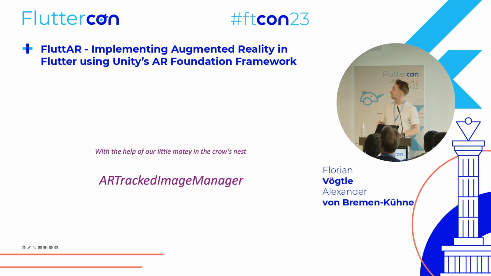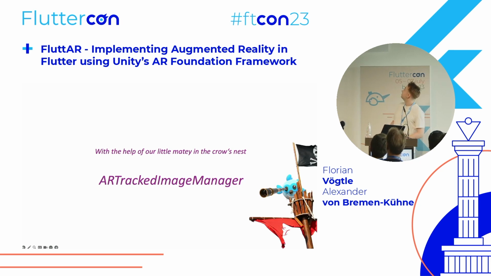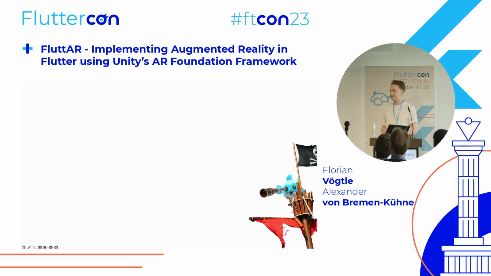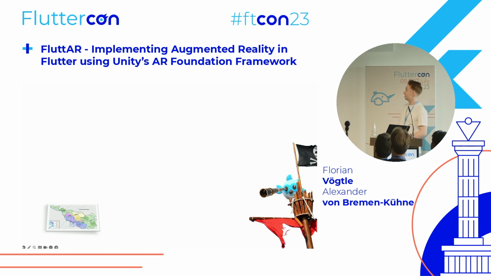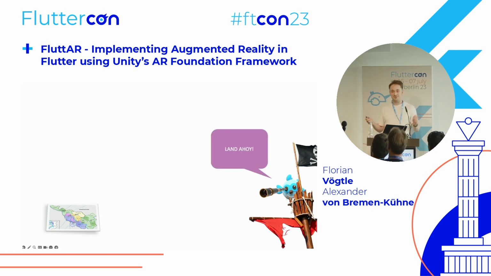For this, we get help from our little matey in the crow's nest, which is the AR tracked image manager. And we just display it here. They're sitting up there looking around. So that's the AR tracked image manager. And the idea is, if the map somehow comes into our AR scene, our matey says, "Land ahoy," and informs us. So that's what we want to do.